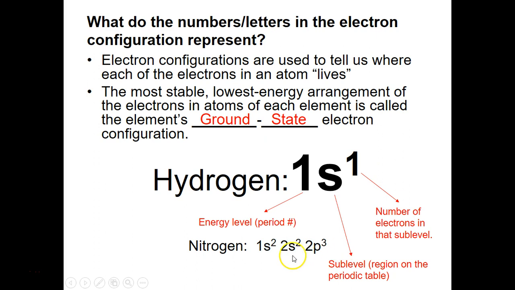So if I look at nitrogen, its electron configuration is 1s2, 2s2, 2p3. Right? That means that 2 of nitrogen's electrons live in the 1s sublevel, 2 live in the 2s sublevel, and 3 live in the 2p sublevel. All right, so when we go through the next slides, please make sure you have a periodic table handy because we figure out electron configurations by following the periodic table.